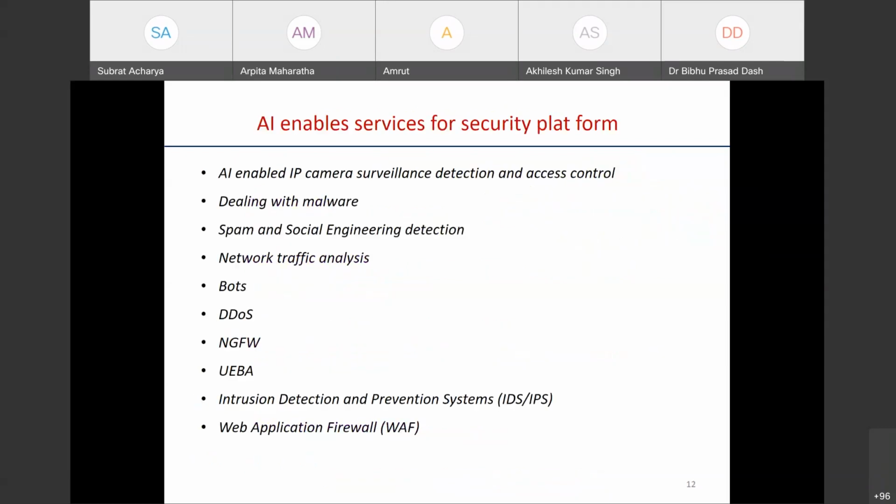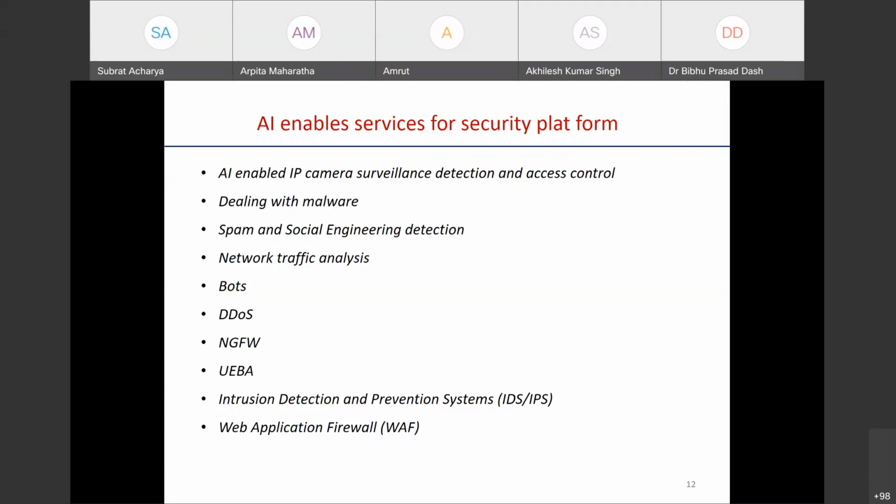So in this, what we got is the AI-enabled services security platforms. As we have discussed now, to build a proper model, what are the data sources? And here I am again tabulating them. What are the sources of information required? AI-enabled IP surveillance and detection and access control, that is for physical protection. Then dealing with malwares. Malwares are there in the network, how they spread their actions, those type of information is required, and how we mitigate them, that is also required.